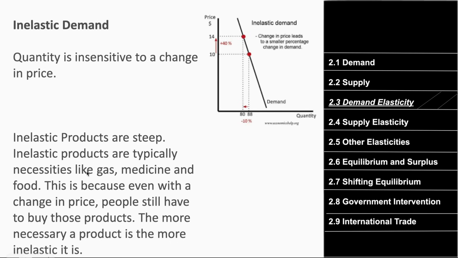So typically necessities are inelastic products, things like gas, medicine, and food. This is because no matter what the price is, you need gas, medicine, and food, so people are willing to buy it. Even if gas is $90 or $100 or even $2, people need to buy it, so it's inelastic. Demand relatively doesn't change. Same with medicine and food. Typically, inelastic products are necessities that people need to buy. The more necessary a product is, the more inelastic it is.